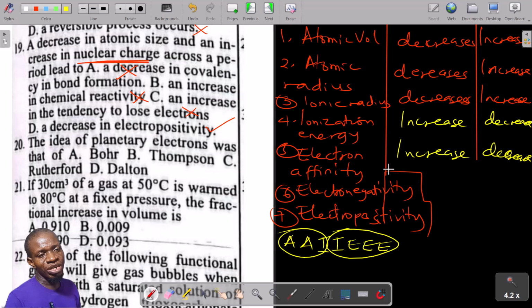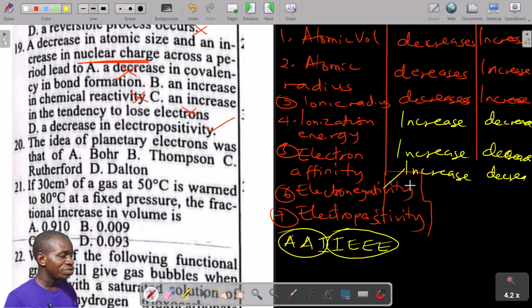All this logic is a way of remembering them, so that when you move into the hall and your examiner asks a question, you don't need to stress yourself or guess. You know exactly what you're going to do. So this one is going to increase, this one is going to increase, and this one is going to decrease. Then electronegativity increases. The last one, electropositivity, is going to be different.